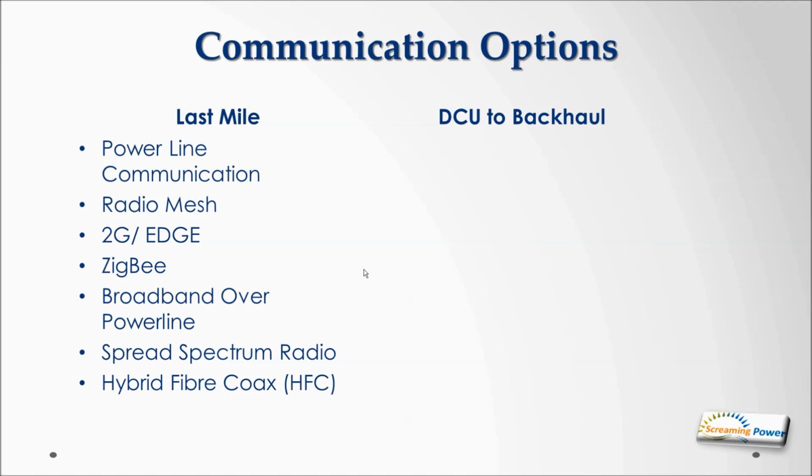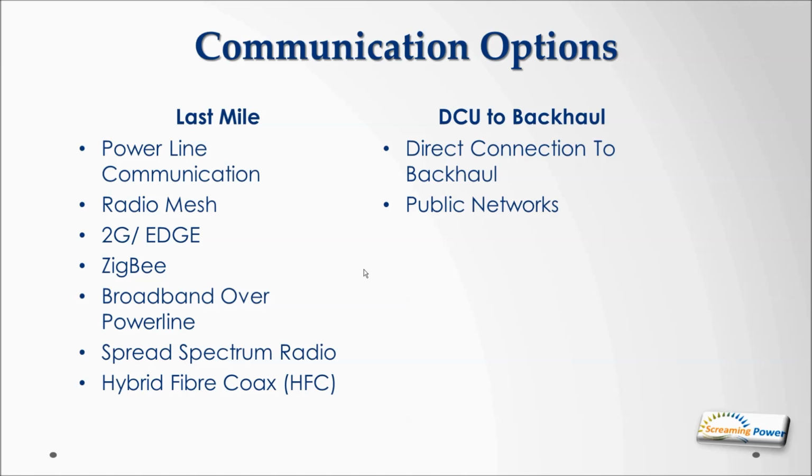As far as the DCU to the backhaul is concerned, direct connection onto the backhaul network is preferable. So if we can connect directly to a router on the backhaul network, that's the way to go. We can also use public networks, and here we can use 3G and 4G LTE. We need higher capacity than 2G because of the data volumes. We can use WiMAX, of course, and we can use copper in the form of asynchronous DSL or synchronous DSL. And we can also use private comms.